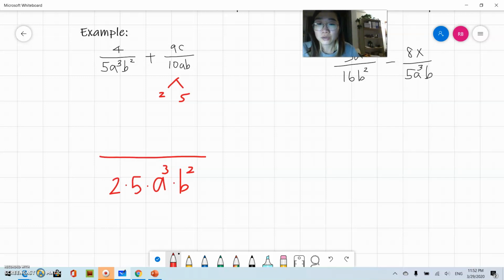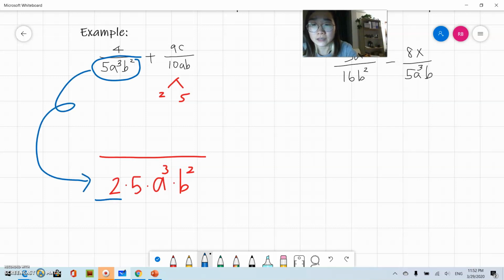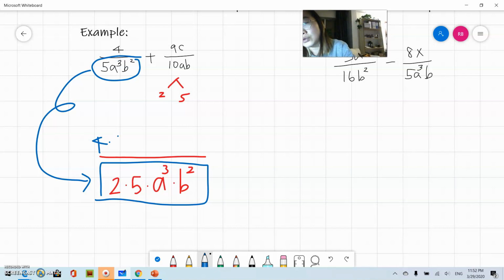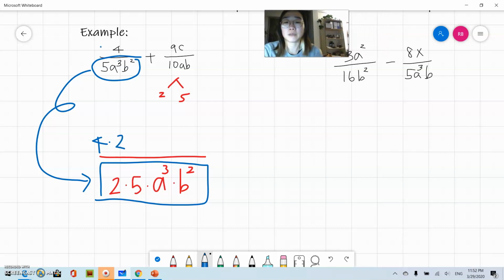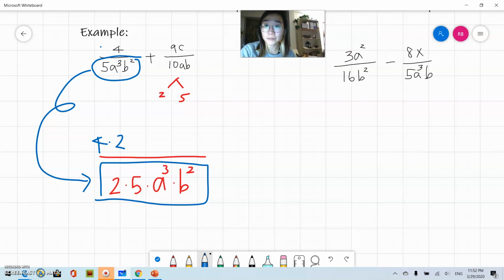Now, what you need to do is figure out what this denominator was missing to look like this common denominator that you see right now. Well, it has everything except 2. So that means I had to multiply 2 on the top and the bottom to make it look like 2 times 5 times a cubed times b squared. So I multiply 2 on top.